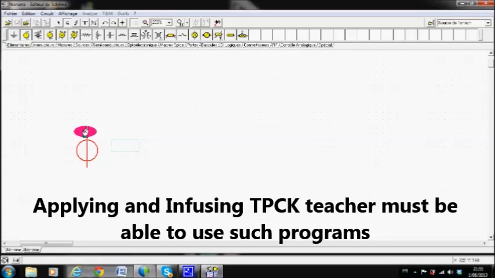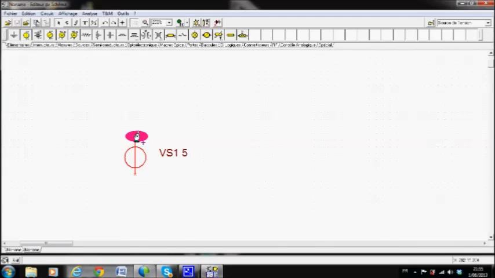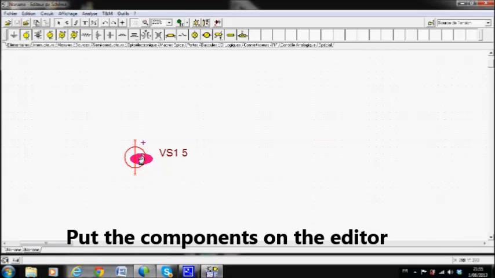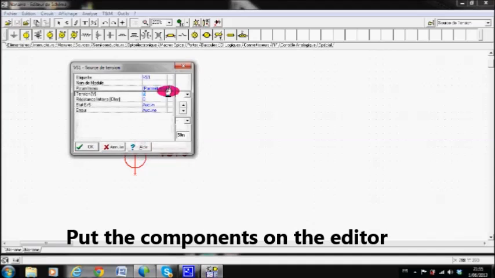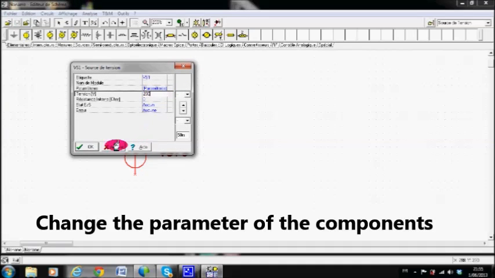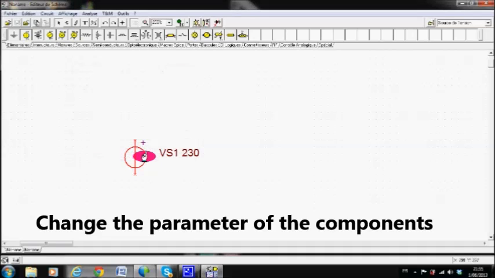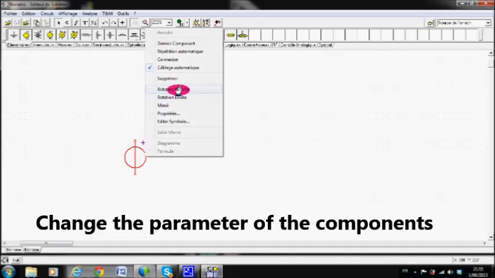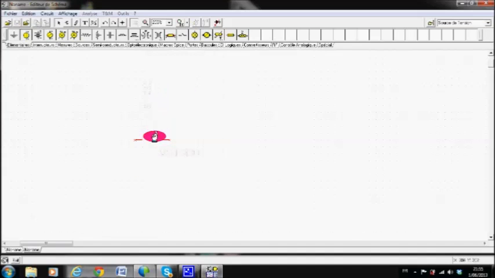So this is the power supply. I can change the voltage here. I give 230 volts, like the voltage of my power supply, and then I turn it to have a simple connection. So as you have seen, my voltage here, VS1, is 230 volts. I'll use a switch. This is the switch I'm going to use.